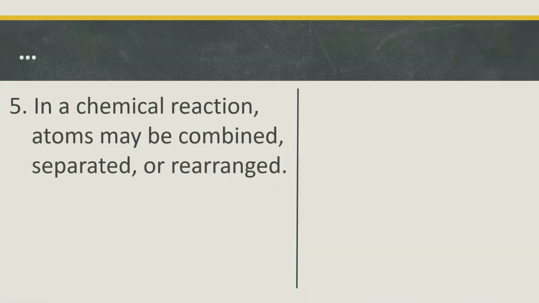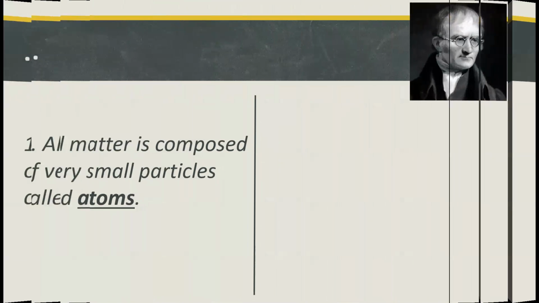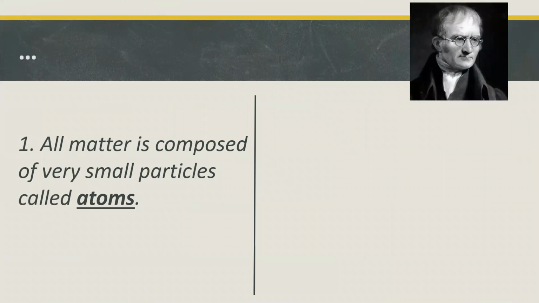And his last point was that in a chemical reaction, atoms may either combine, come together, separate, pull apart, or just rearrange to make new compounds. So that was his atomic theory. Very first one, very old. Now let's go back and compare to the modern atomic theory. So I'm just going to do that on the right side of your screen.